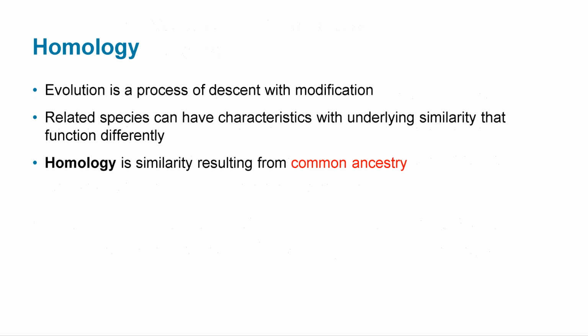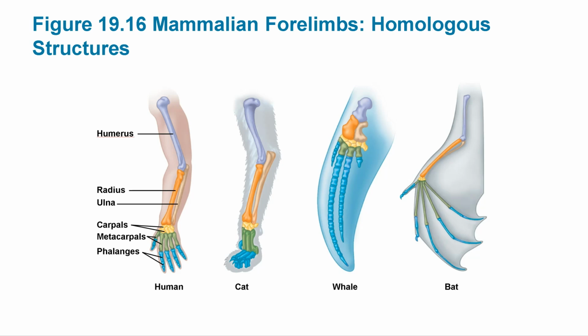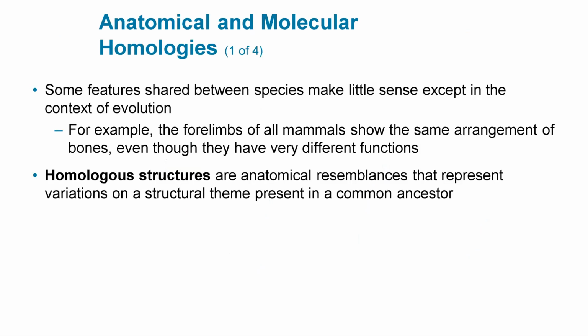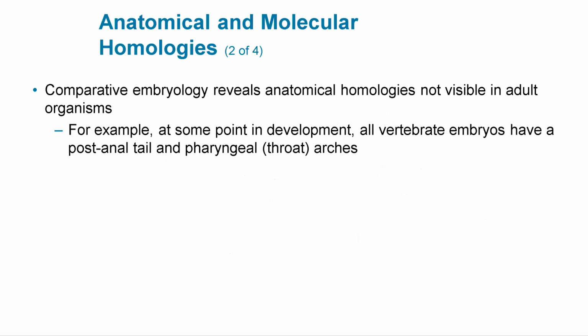Homology is similarity resulting from common ancestry. So, for example, homologous structures are anatomical resemblances. You can see right here you have one bone, a couple bones, many bones, and you can see all across these relatively vastly different species, similarities in structure.